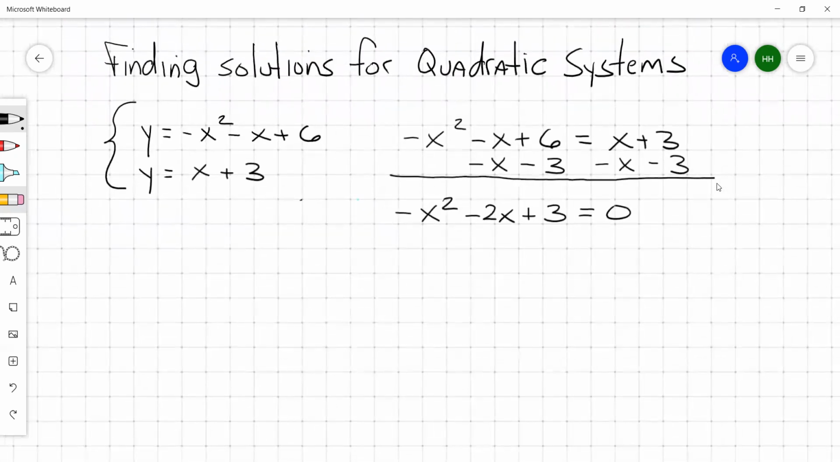Now what you're going to do is factor the trinomial on the left-hand side of the equal sign. If there is a negative in front of the x squared, the first thing you do is factor out a negative 1. If the x squared is positive, you just go straight to factoring the trinomial. But since this has a negative sign out here, we're going to take out a negative 1. And when we take out a negative 1, we divide the negative 1 back into the trinomial to determine what goes in the parentheses. So this becomes x squared plus 2x minus 3 equal to 0.